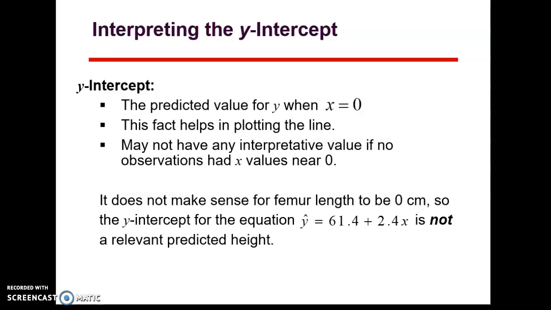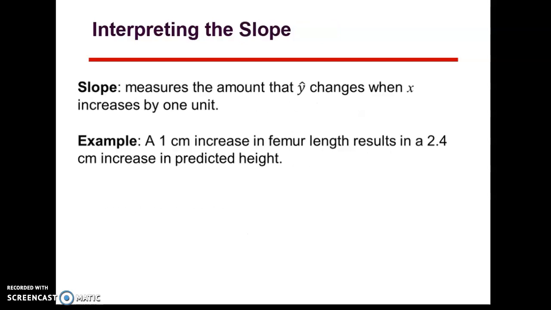The y-intercept is the predicted value for y when x is equal to 0. But in a situation like we have here, a thigh bone cannot be 0 length. That makes no sense. But it does help us to plot the line. So you should be aware of that. The slope says how much y hat changes when x changes by 1 unit. And they give a nice example here saying a femur change of 1 centimeter gives you a 2.4 centimeter increase in predicted height.